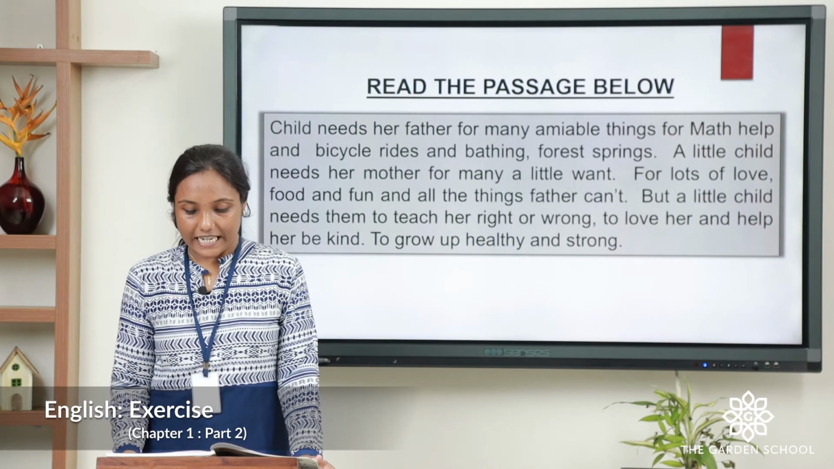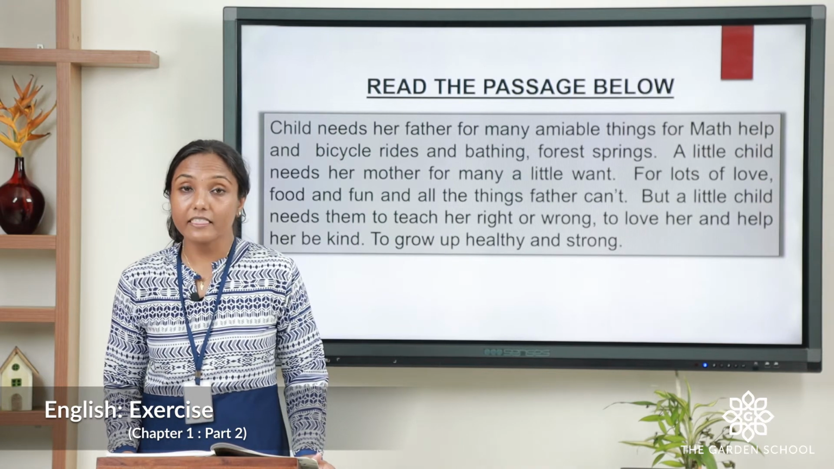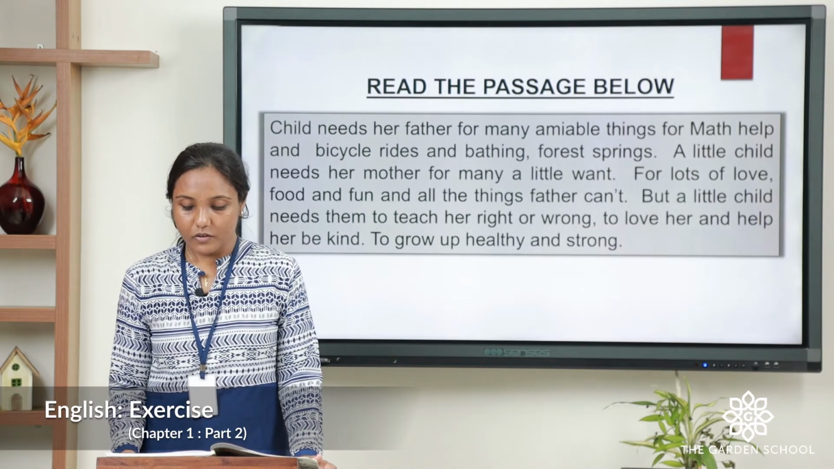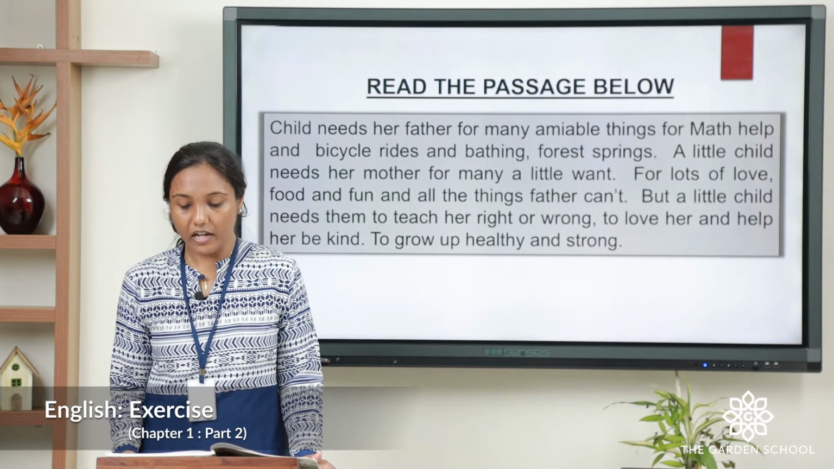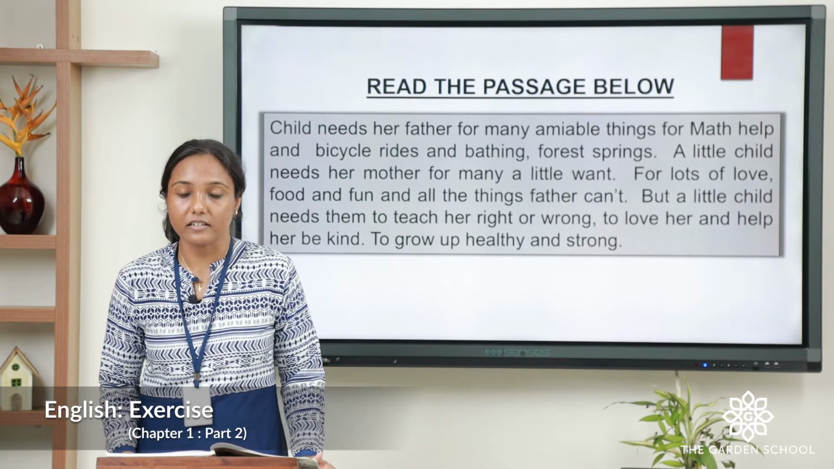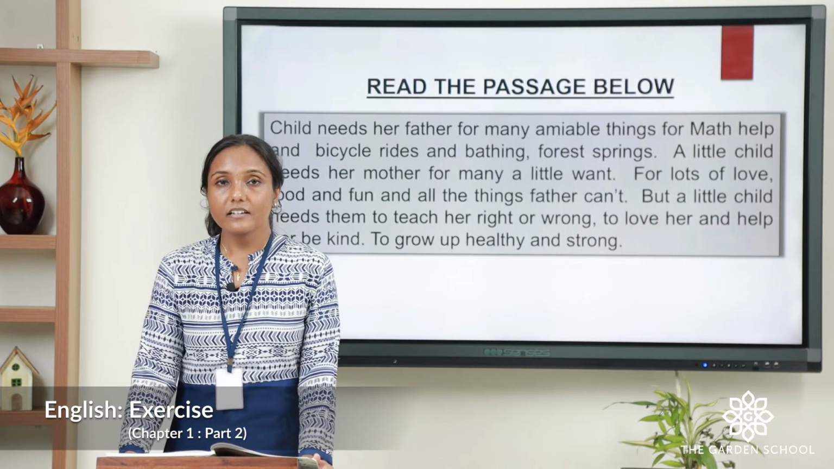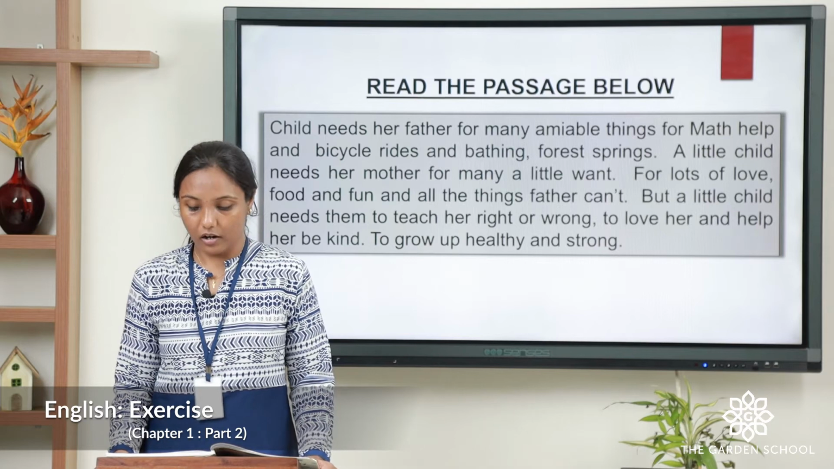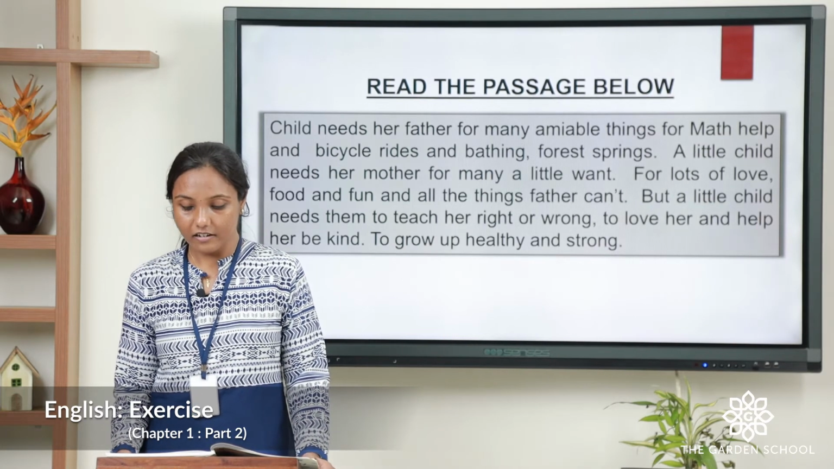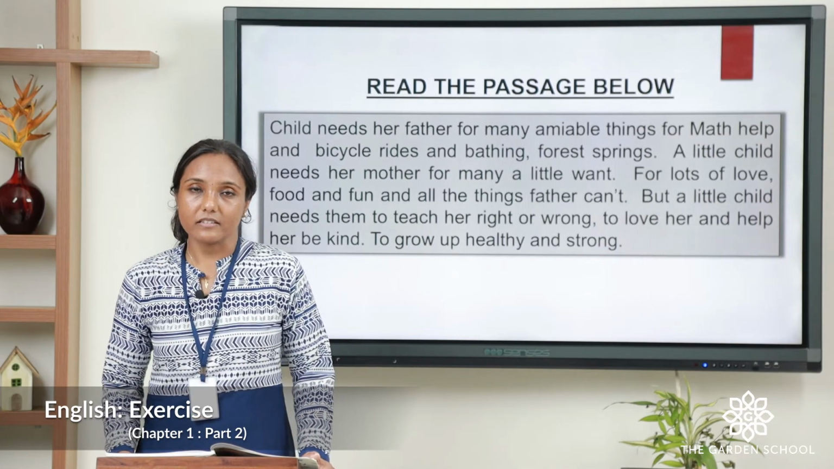Fifth one, takes for a trek in the forest. So, who does this? Father. The answer is father. Sixth, teaches to know the difference between right and wrong, and again here the answer is parents.